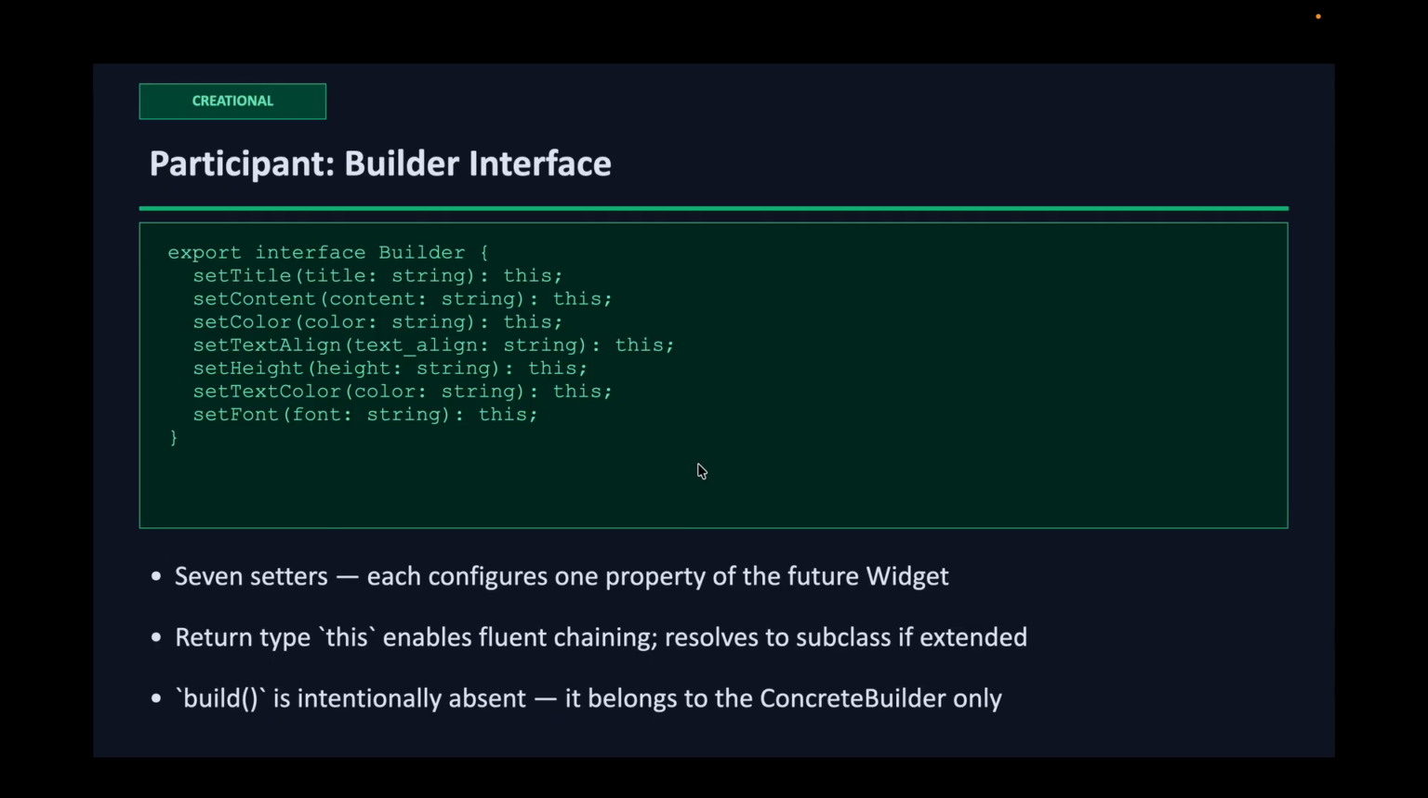So in TypeScript, if we return this, it's more precise than returning the concrete class name. If you ever subclass this widget builder class, the return type automatically resolves to the subclass. It doesn't resolve to the parent. Your chain stays correctly typed through the full depth of the hierarchy.